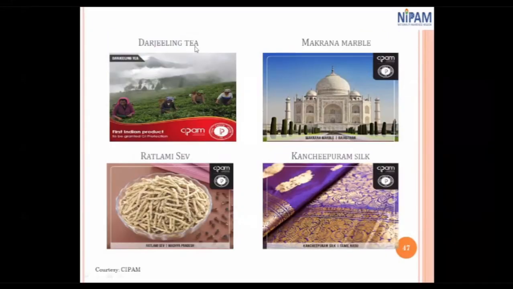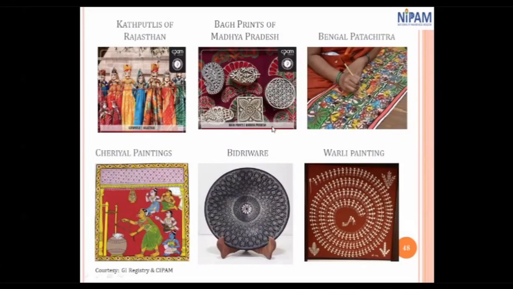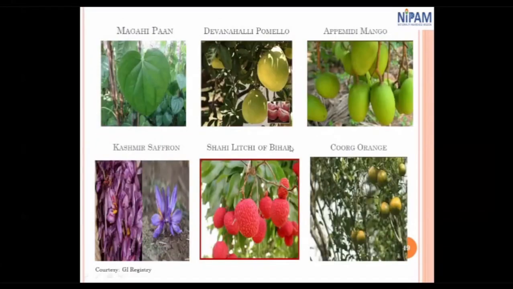Like the Darjeeling tea, as it was mentioned in the video, the first Indian product to be granted the GI protection, like the Makrana marble, then we have the Ratlami sev, the Kanchipuram silk, then the Warli paintings, the paintings also come under the category of GI, like the Shahi Litchi of Bihar, the Pur Gorin.